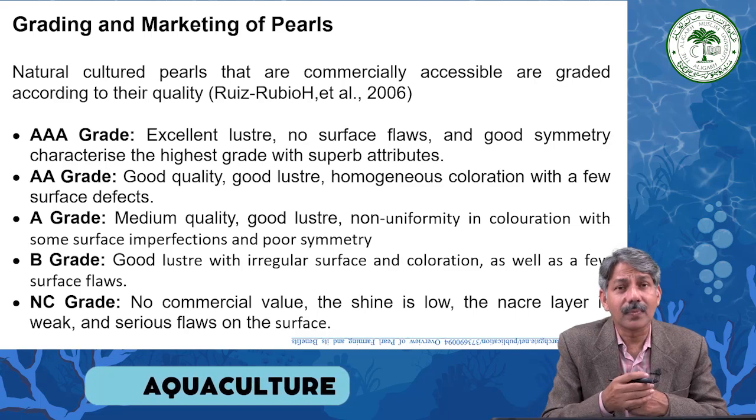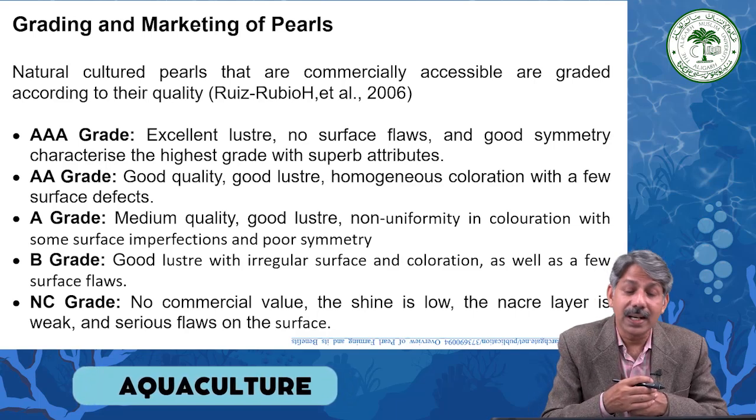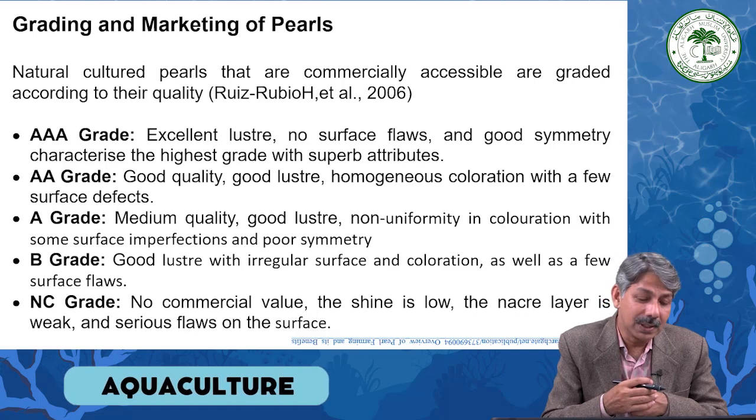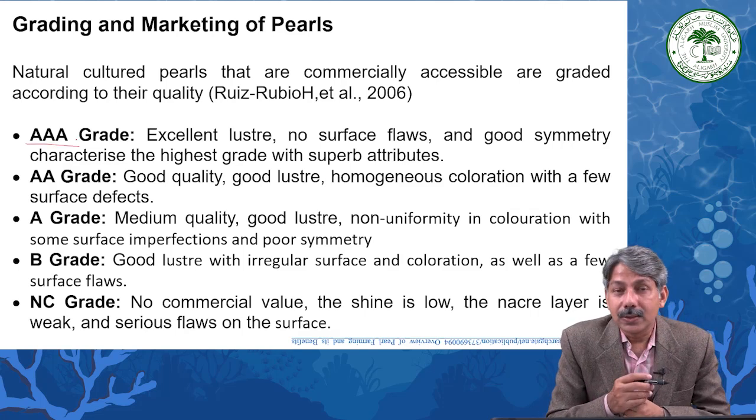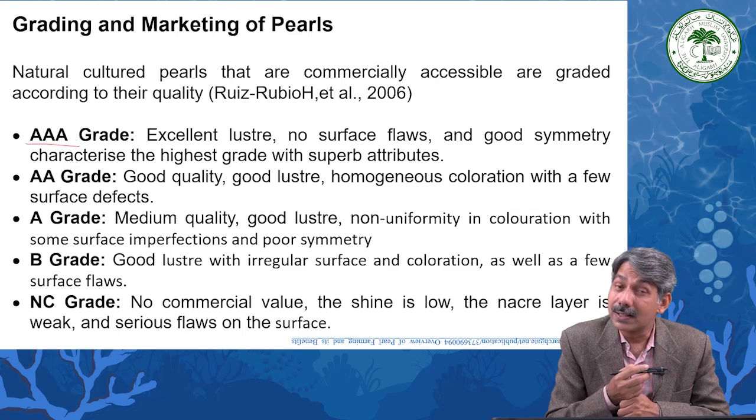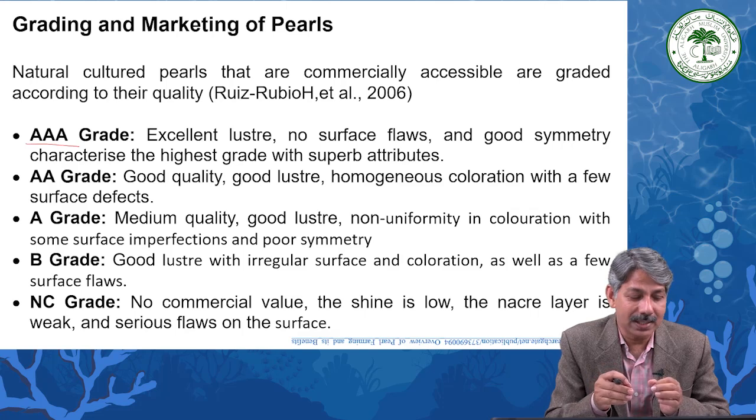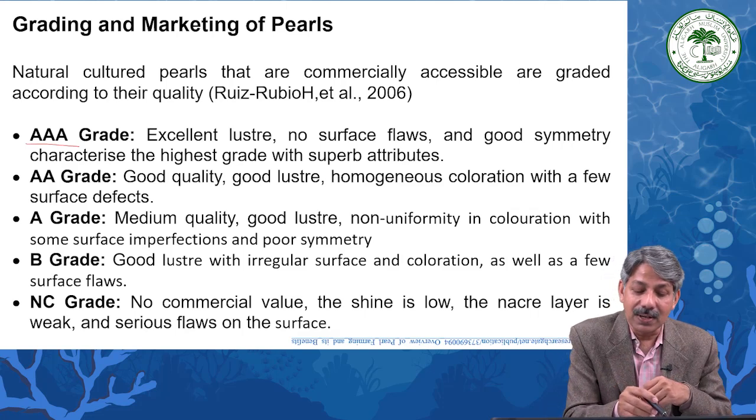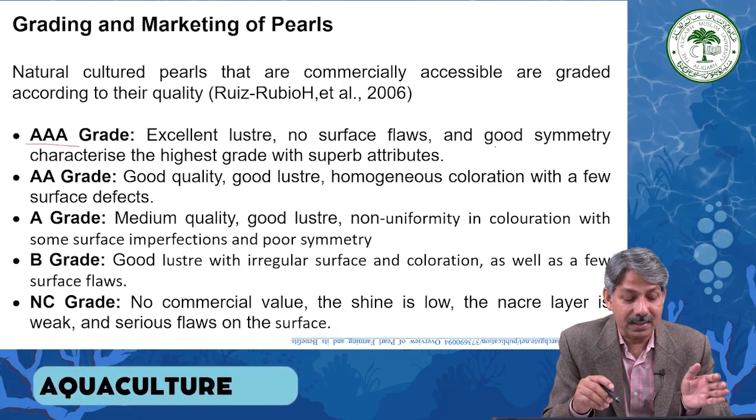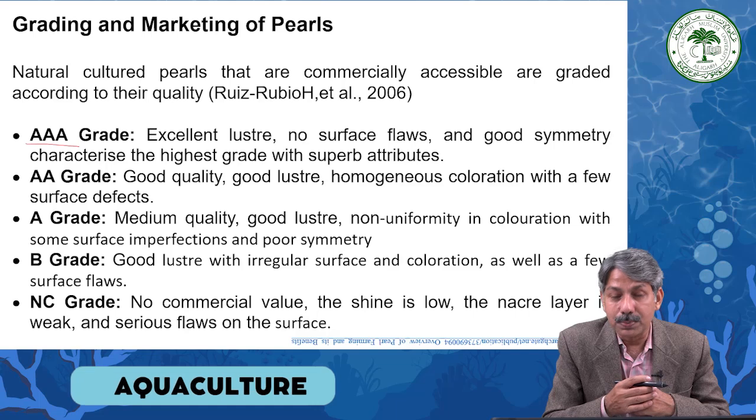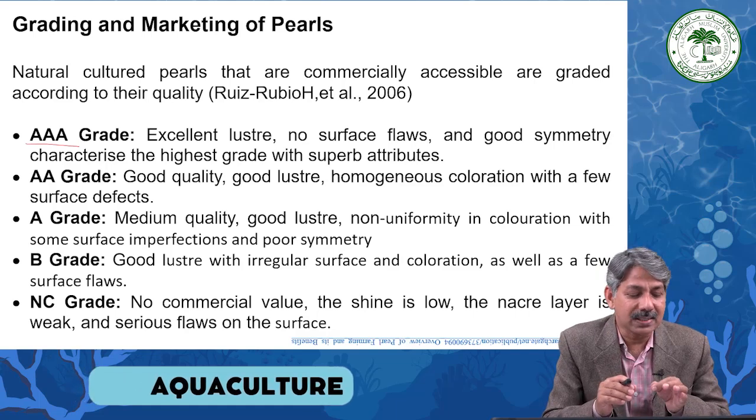There are certain ways to grade and market the pearls. If the pearls have to be marketed, then they are purchased according to the grade that has been produced. So there are different grades. The top quality pearls are AAA grade, with excellent luster. They have excellent luster, no surface flaws, and good symmetry, which characterize the highest grade with superb attributes. The one which is considered the best is given AAA grade.